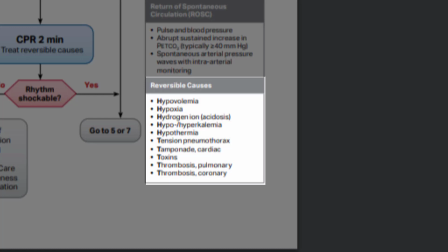Hypoxia. Well, if we've got them intubated, we got good capnography waveform, we got rise and fall of the chest, we're correcting that if they're on high flow O2. Hydrogen ion acidosis. Well, that's kind of hard to do in the field because we ain't got a way to run labs. However, we can know that prolonged downtime and prolonged low O2 sats are going to automatically cause an elevated hydrogen ion excess. So we're just going to go ahead and treat for that by giving them fluids and high flow O2.